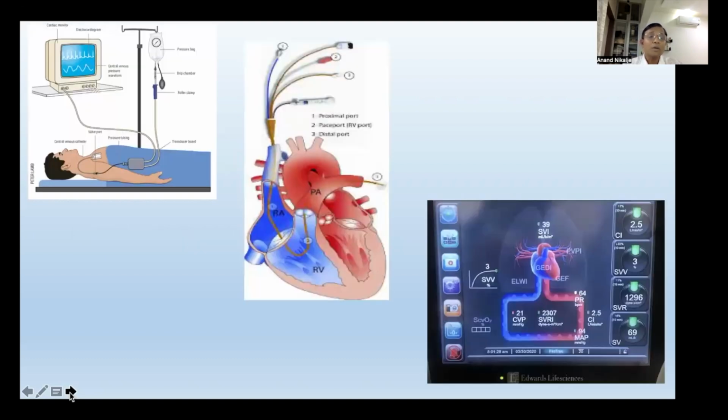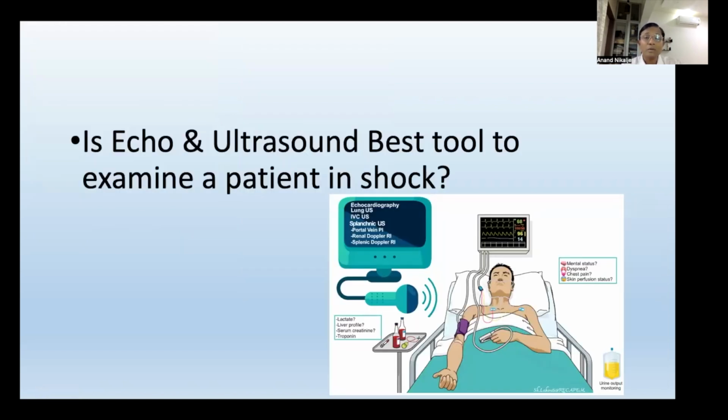So as you all know, we put in a central line and arterial line. Sometimes, a lot of anesthesiologists who are working in cardiac theater are using a Swan-Ganz catheter or something like EV1000, a minimally invasive cardiac monitor. And we use these tools in some patients to identify the type of shock, the pathophysiology of shock, and to monitor the progress of shock. And now we have echo and ultrasound, and whether this is really an important tool, whether there is evidence to say that this is also a good tool to examine a patient of shock.